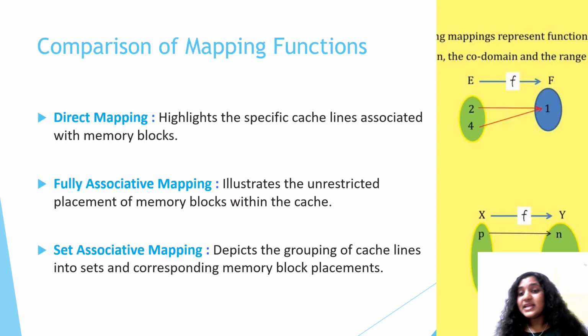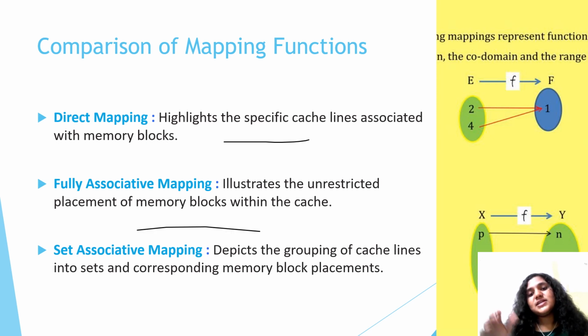Let us compare the three types of mapping functions: direct, fully associative, and set associative. Direct mapping highlights the specific cache lines associated with the memory blocks, and fully associative mapping illustrates the unrestricted placement of the memory blocks within the cache. And set associative mapping depicts the grouping of cache lines into sets and corresponding memory block placements. These are the comparisons of all three mapping functions.